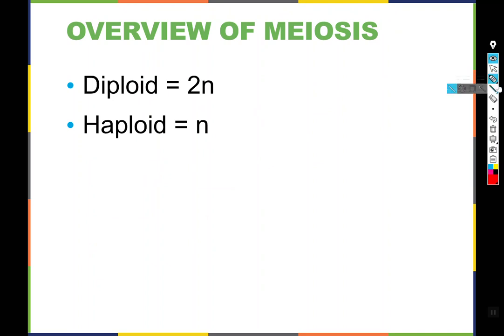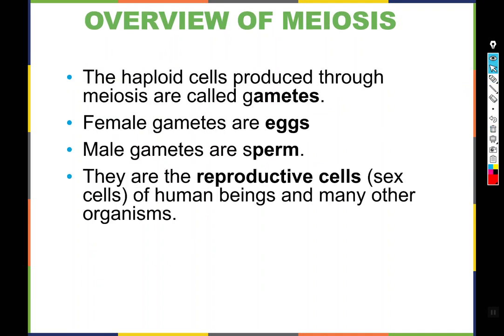So in order to avoid writing haploid and diploid over and over again, we just abbreviate these. So diploid is 2N, and haploid is N. Why N? N just stands for number. So the haploid cells produced are called gametes. The female gametes are eggs and the male gametes are sperm. These are the reproductive cells of human beings and many other organisms.